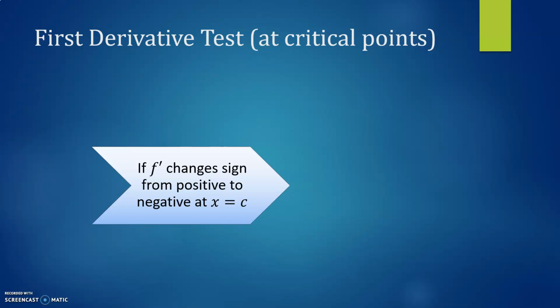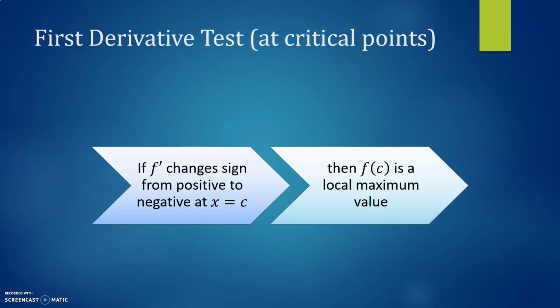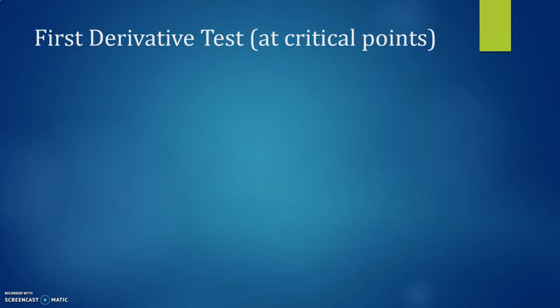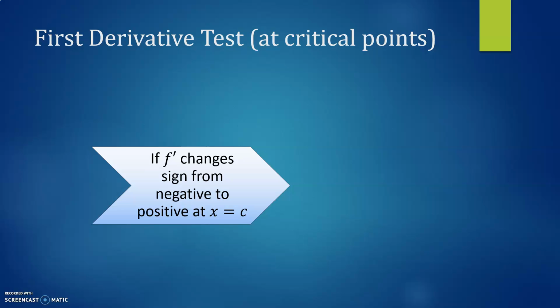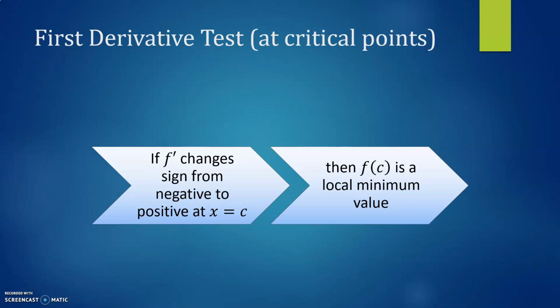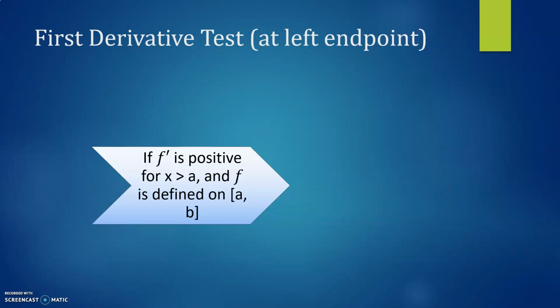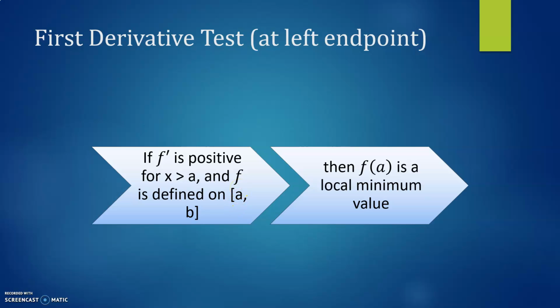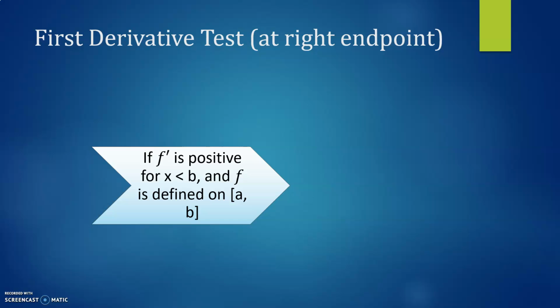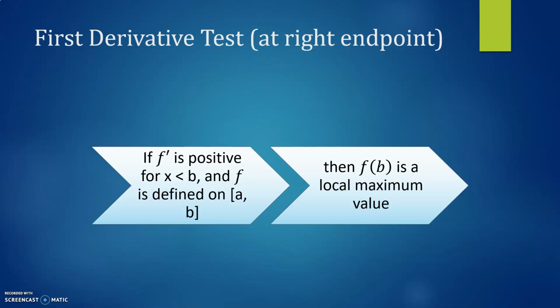If f prime changes sign from positive to negative, then f of c is a maximum. This is the language that you're going to use to justify a minimum or a maximum value. If f prime changes from negative to positive, then you have a minimum value. And then you've got your endpoints too. So at an endpoint, so at a, which is the endpoint, then you have a minimum because your function is increasing after that endpoint. And if your f prime is positive at that endpoint, then you're at the other end, then you have a maximum value because you're increasing up to that endpoint.